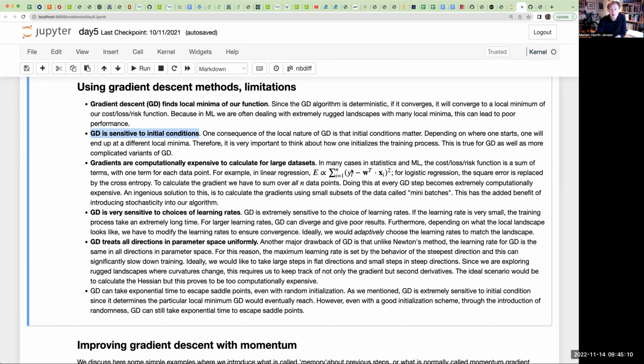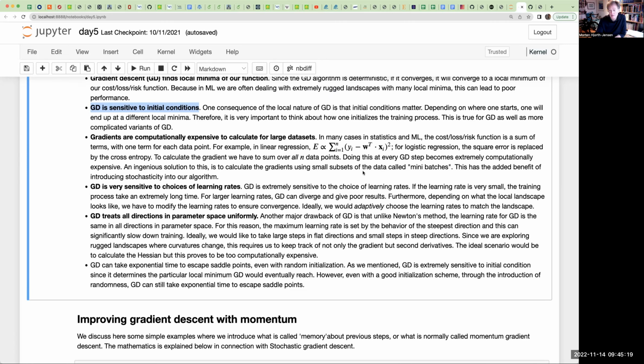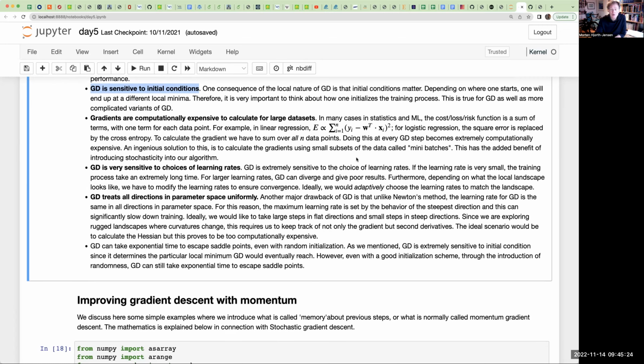And in our case, if you're doing linear regression, we are calculating something like this. This is a cost function, the gradient of that. And this becomes quickly extremely computationally expensive. So one of the ways to do this is actually to calculate the gradients using small subsets of the data. And these are normally called mini batches. And that leads to introducing some kind of stochasticity into our algorithm, as we will see pretty soon.